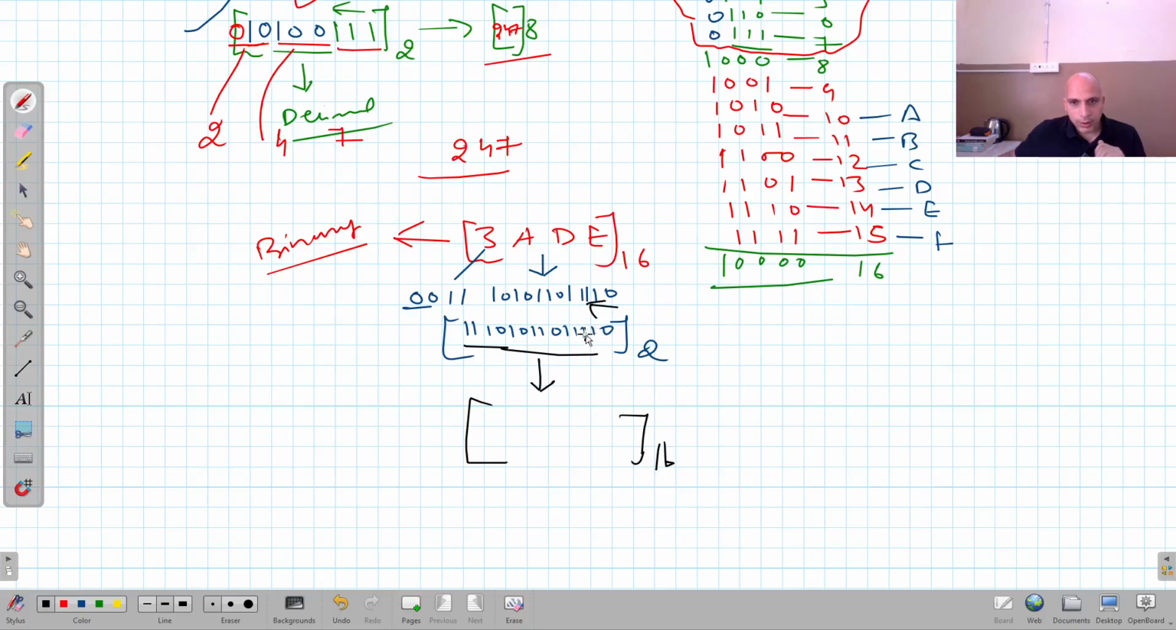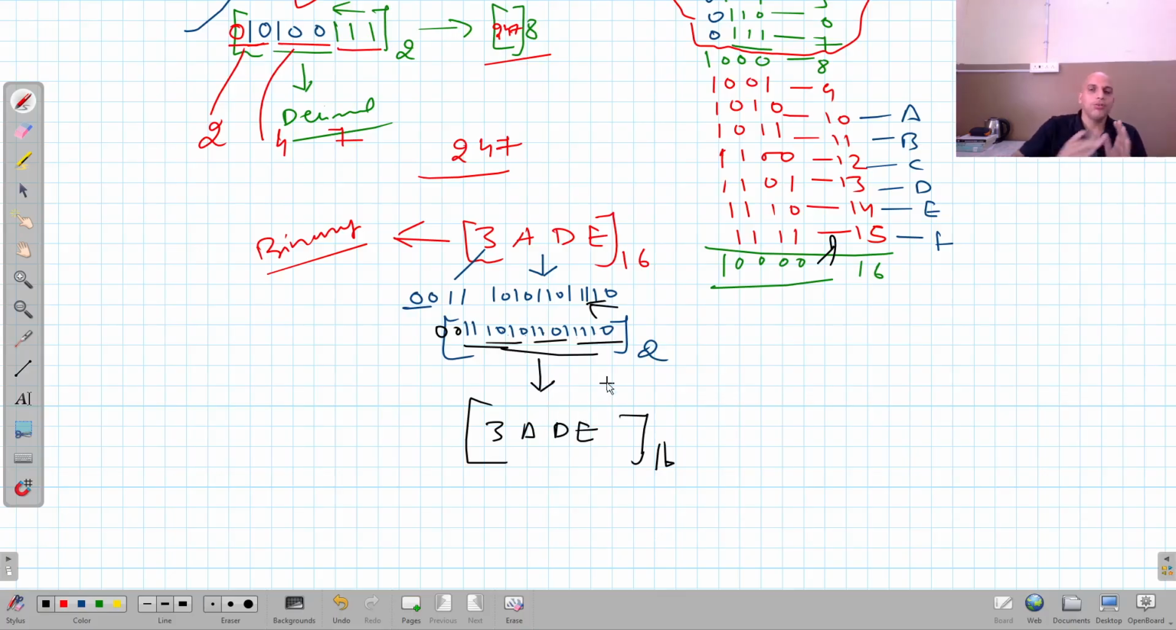So 1, 2, 3, 4. Again 1, 2, 3, 4. Again 1, 2, 3, 4. Now 2 bits are left, 0, 0. You will again arrive at the same thing, right? Then look at these combinations, right?